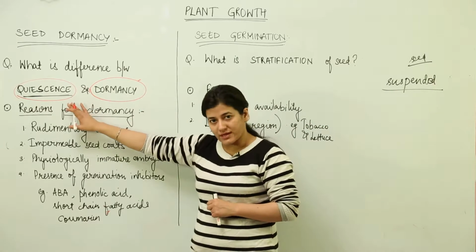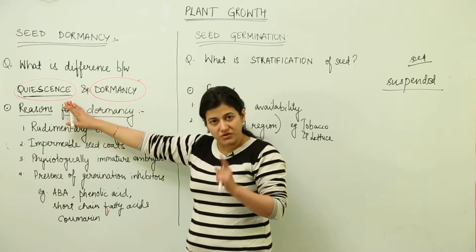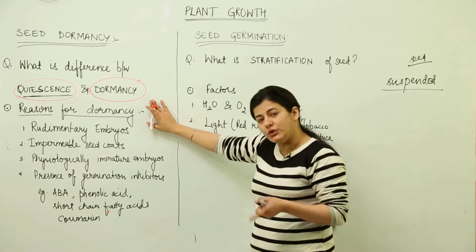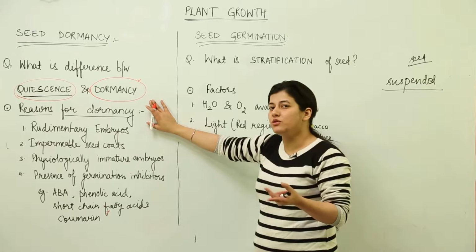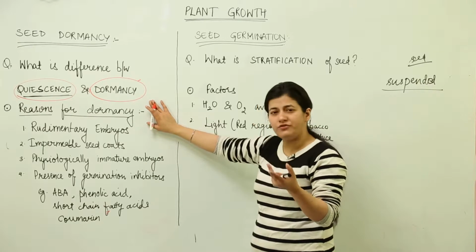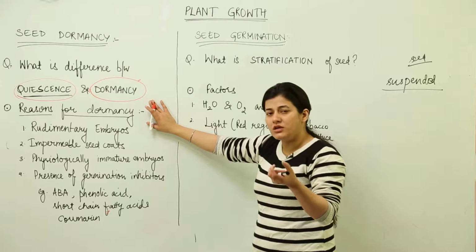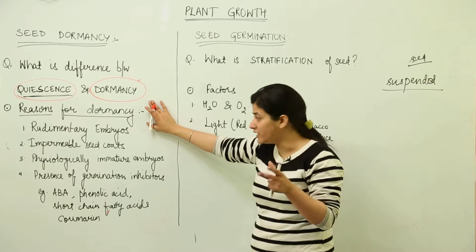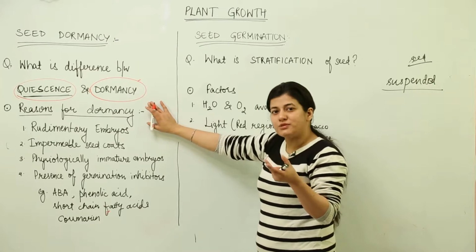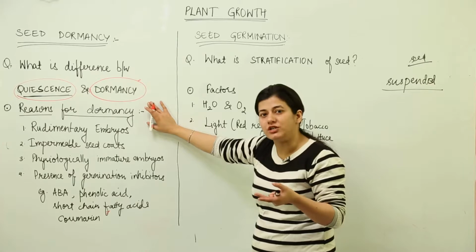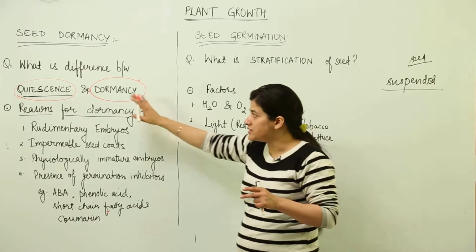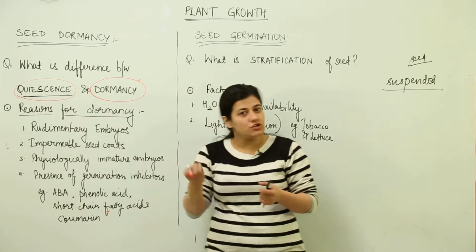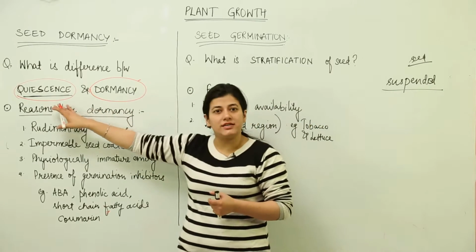In case of quiescence, the external conditions are not favorable for seed germination, but in case of dormancy, though the external conditions are favorable, the seed does not germinate. Like for germinating seeds, all of you must be consuming sprouts. You put the seeds in water for 1 or 2 days in moisture condition, and they show sprouting. That sprouting is basically seed germination. So if the seeds are in the quiescent stage, as soon as you give them watery, moist conditions, they show sprouting. That is, they were in the stage of quiescence.